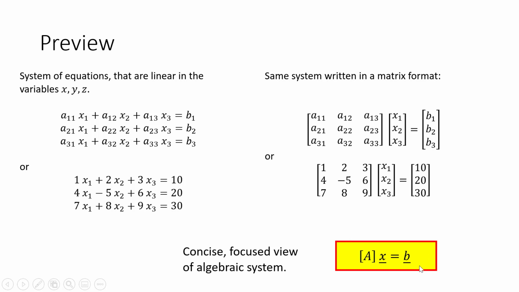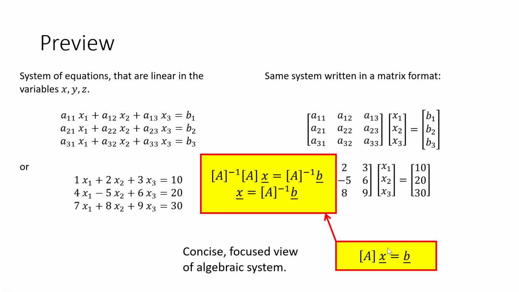If you write that in a focused view of an algebraic system, it writes like this. Sometimes you see x and b given in bird wings, but I like to show them as under bars. But how this should work, you should be able to see that if I multiply both sides by A inverse, then the A inverse A on the left-hand side is going to change to an identity, which will be the same as x. And then I end up with A inverse times the B. So this is a solution to the problem.